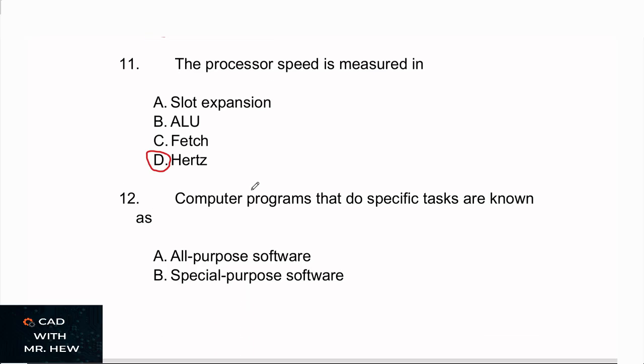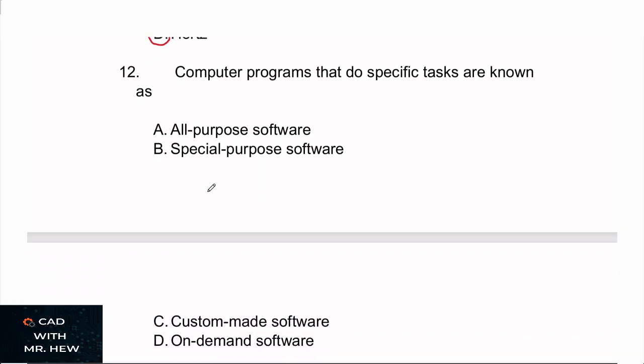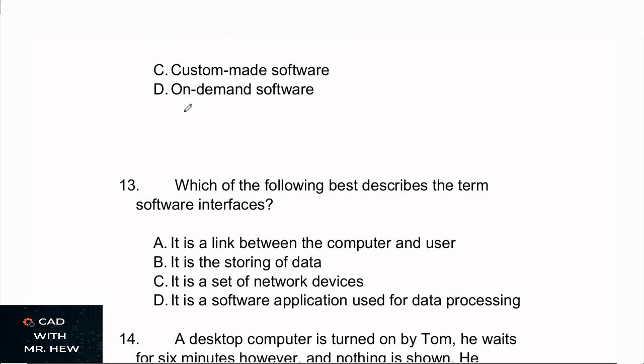Okay, let's look at question 12. Computer programs that do specific tasks are known as A, all-purpose software, B, special purpose software, C, custom-made software, D, on-demand software. The correct answer is B. All right, let's look at question 13.